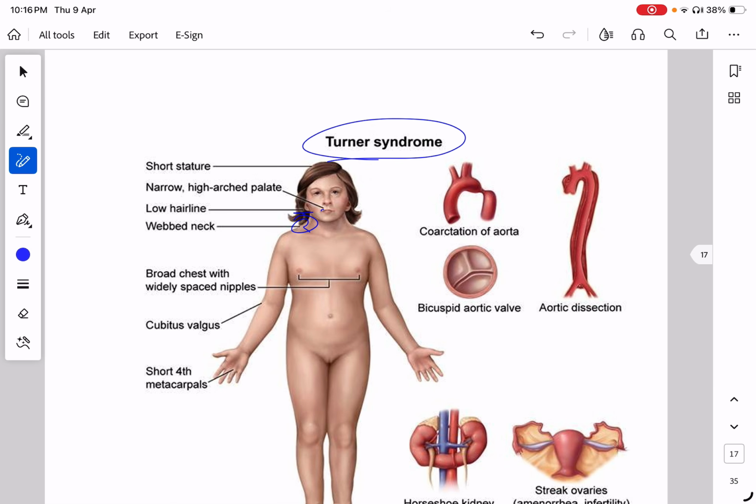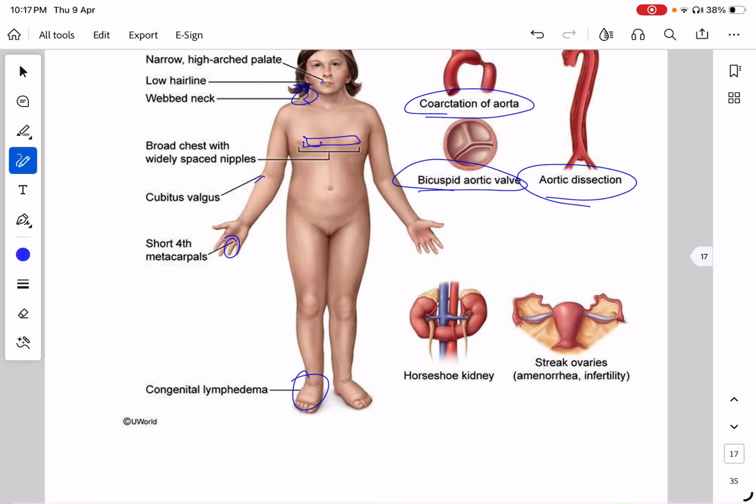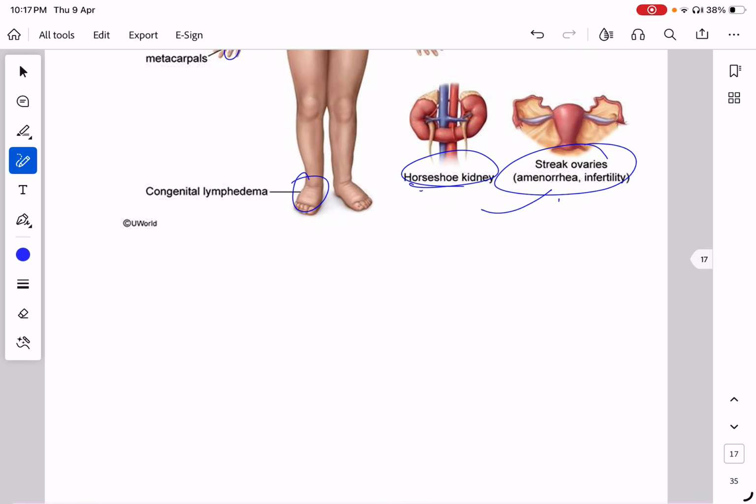Now in Turner syndrome: short stature, height is less, narrow high arched palate, low hairline, webbed neck. Important one: broad chest with widely spaced nipples, and cubitus valgus deformity of the elbow joint, short fourth metacarpal, congenital lymphedema, and coarctation of aorta can be seen, bicuspid aortic valve and aortic dissection, horseshoe kidneys, or streak ovaries. So these are important features of Turner syndrome.